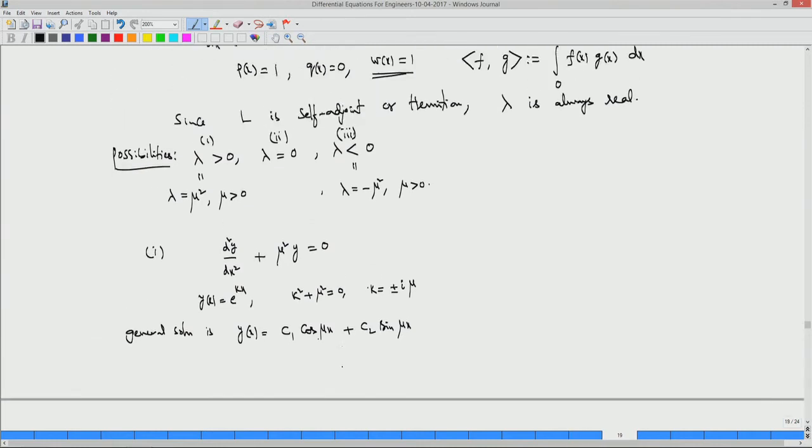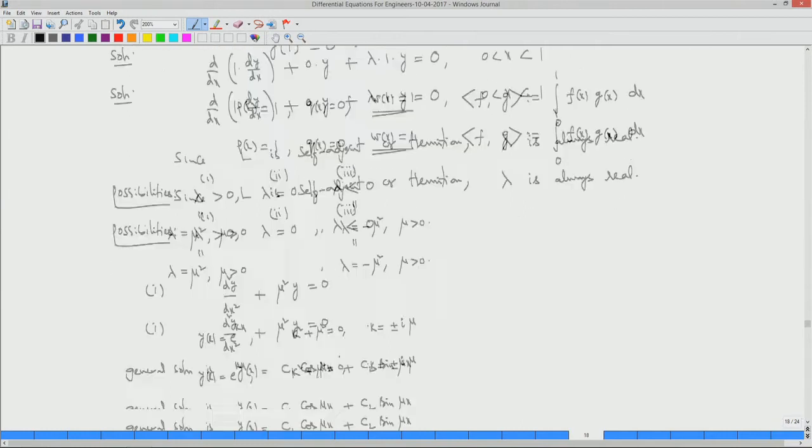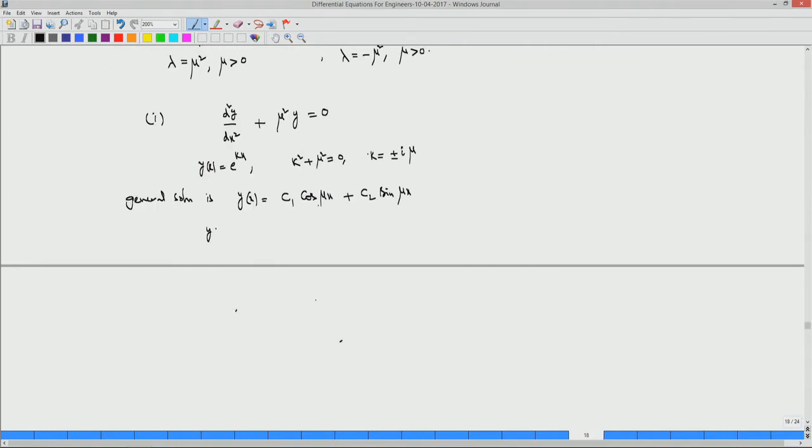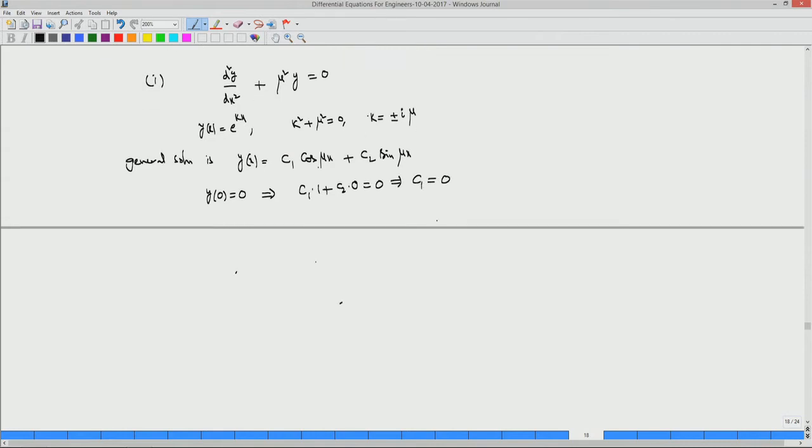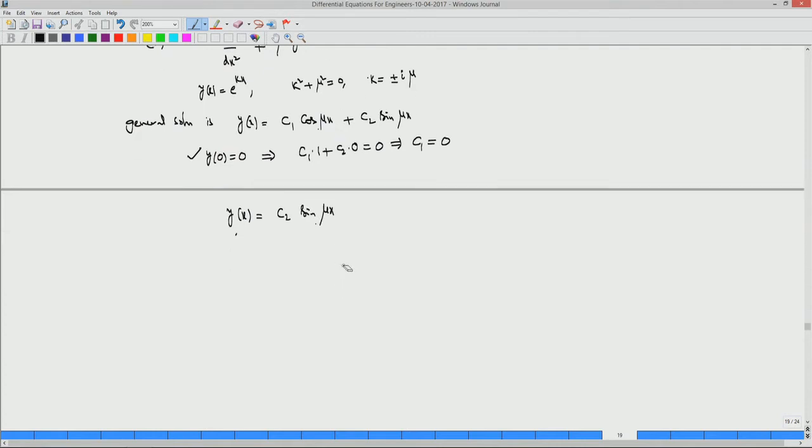So, in this case we have not applied the boundary conditions so far. So, what are the boundary conditions? y0 is 0. So, you apply y0 equal to 0, which implies c1 cos mu 0, that is 1, plus c2 sin mu 0, which is 0, equal to 0. So, this will give me c1 equal to 0. So, if I apply this boundary condition, now my general solution becomes y of x equal to c2 sin mu x, okay. Now, you apply the other boundary condition. So, y at 1 equal to 0.